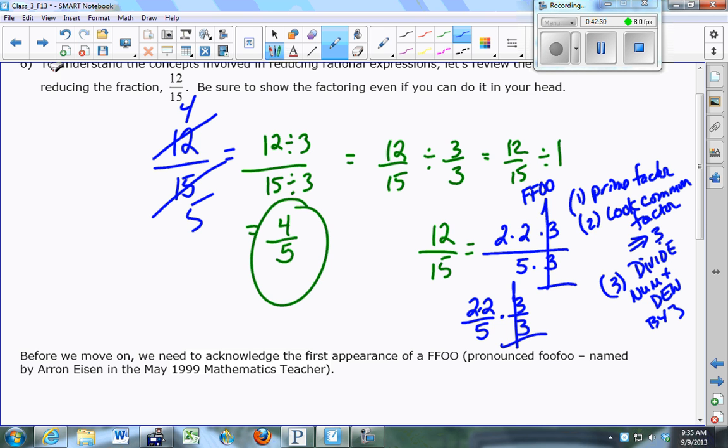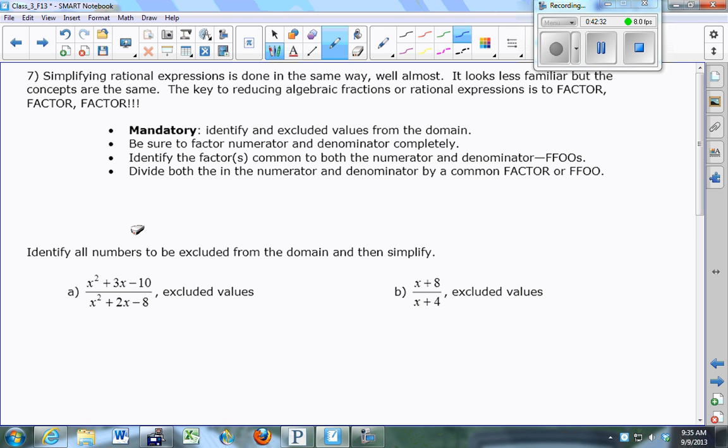Okay? So if we come down here now to rationalizing expressions, look, mandatory. I can't make it any bolder. I suppose I could have put it into caps. Identify, it should say any excluded values from the domain. Sorry for the typo. I'll fix that right after class. Identify any excluded values from the domain. Be sure to factor the numerator and denominator completely. Identify the common factors, your foo-foos, and then divide them out.